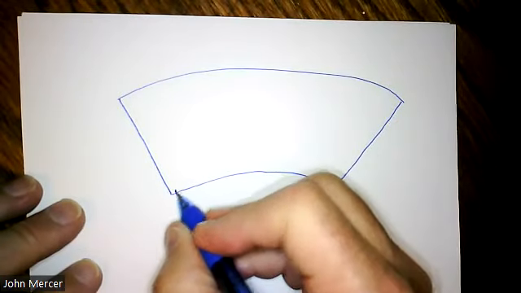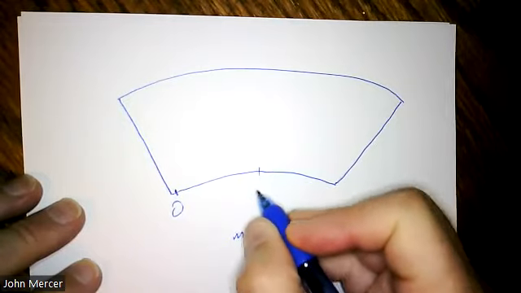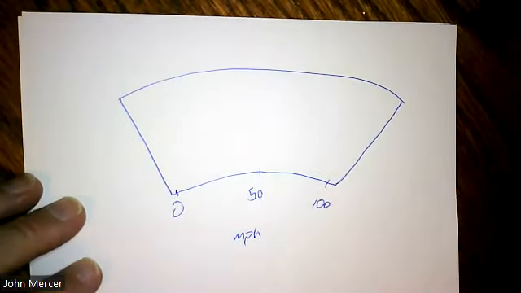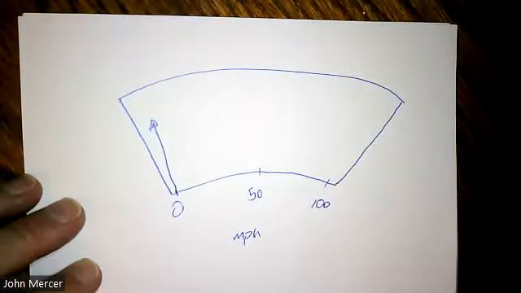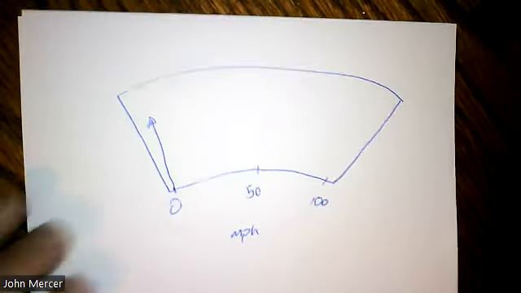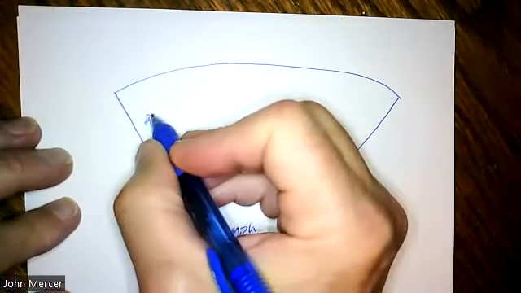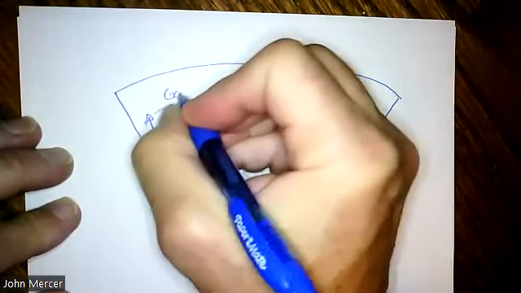where 0 miles per hour is down here, maybe here is 50 miles per hour, and maybe over here is 100 miles per hour. And then I'd have a needle that would sit on the gauge like this, and then I'd press on the gas pedal, and the needle would move in this direction. Gas pedal.